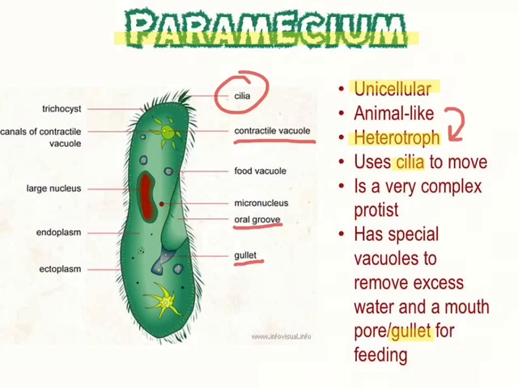They have special organelles called contractile vacuoles, which they use to push out extra water. It's important because, remember, they're living in freshwater places. So if they get too much water in them, they could burst, which would be really bad. So they use these special contractile vacuoles to push extra water out. They also have an oral groove and a gullet for feeding, so they can eat their prey in this thing that's kind of like a mouth.